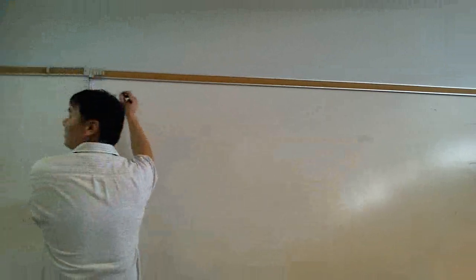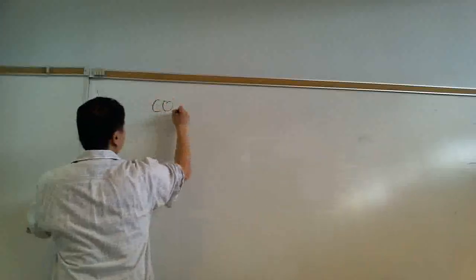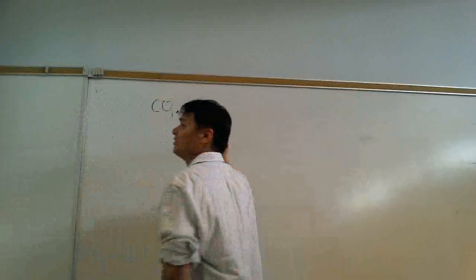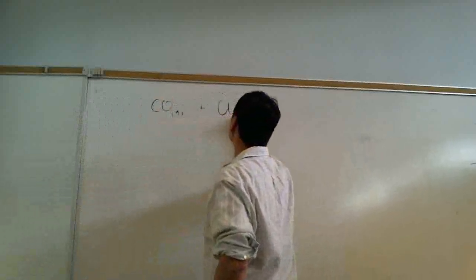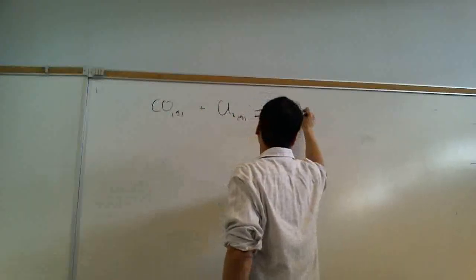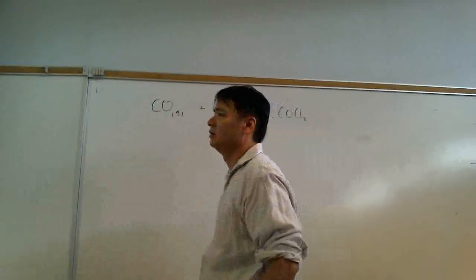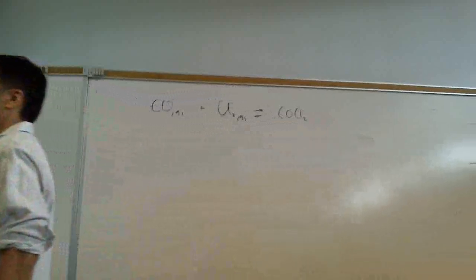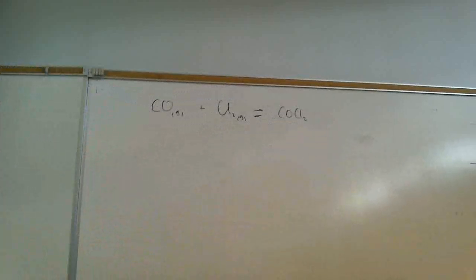So again, they're asking for amount, but we need molarity. We need concentration to fill out the table. And so let's go ahead and set this one up. The reaction for number 35 is carbon monoxide gas plus Cl2 gas gives us COCl2. What kind of reaction does this look like? Looks like a redox reaction. That's correct.